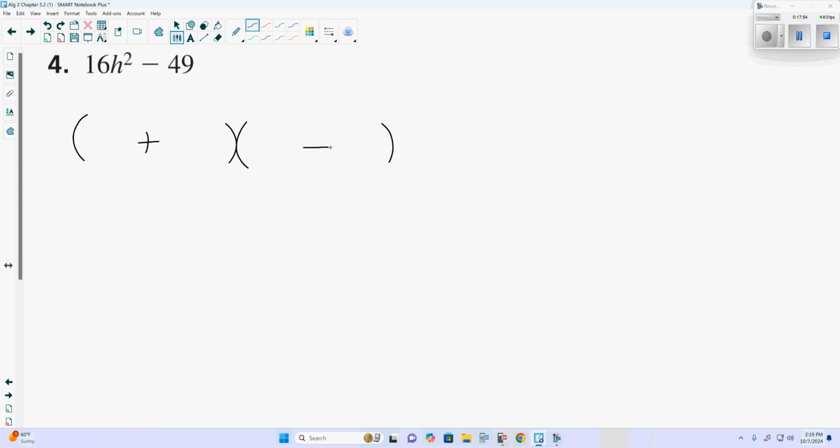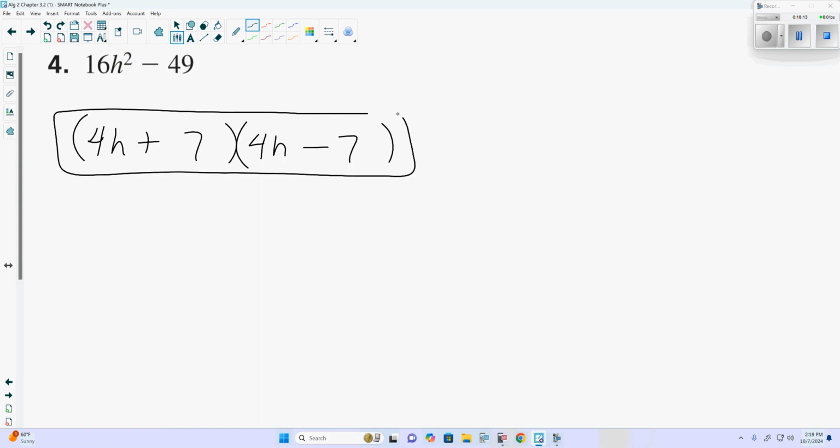What times itself is 16h squared? Well, 16 would be 4 and 4. H squared would be h. And what times itself is 49? 7 and 7. Questions on this so far? We ready for the next one?